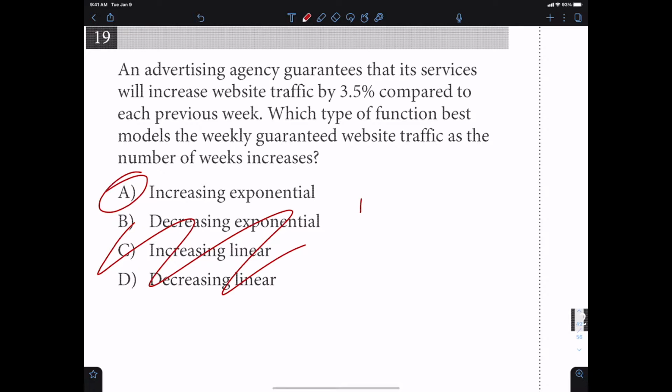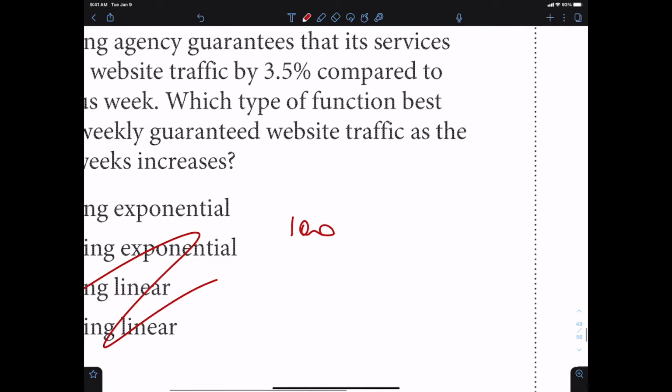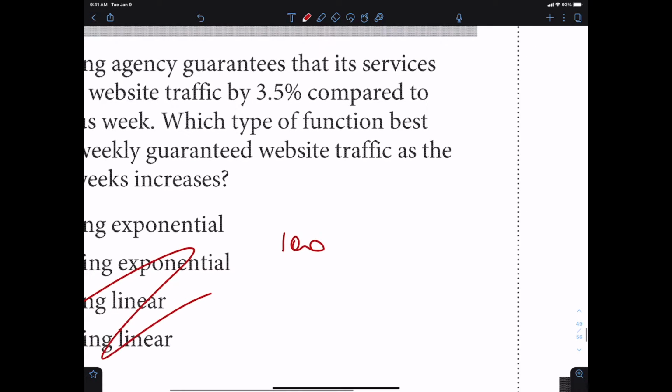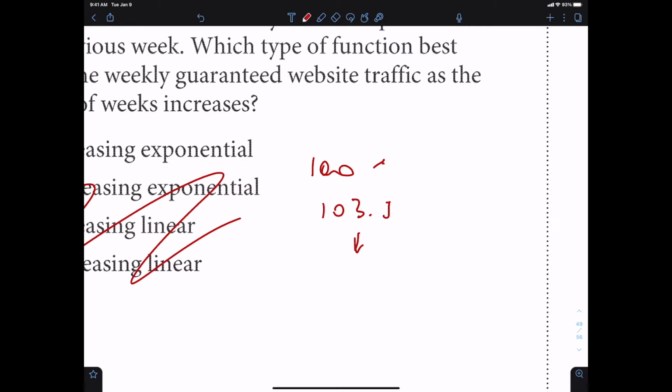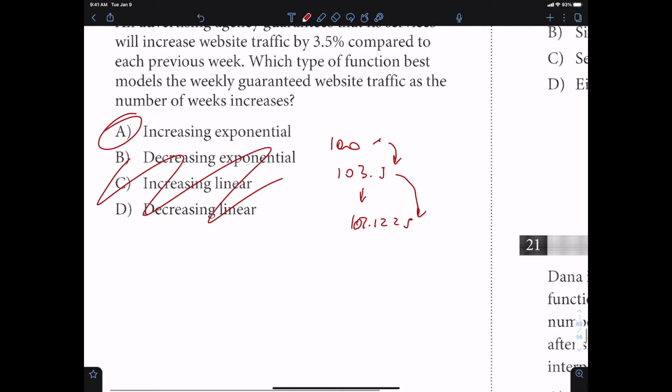Let's say we have 100 website traffic. If website traffic can even be quantified, let's just say it's 100. The next week, it's going to go up by 3.5%. So we can multiply 100 times 1.035, and we're going to get 103.5. And then the next week, we go again. We multiply this value by 1.035, and we're going to get 107.1225. As we can see, this is not increasing by the same value every time. It's getting bigger and bigger, meaning that it's increasing exponentially.